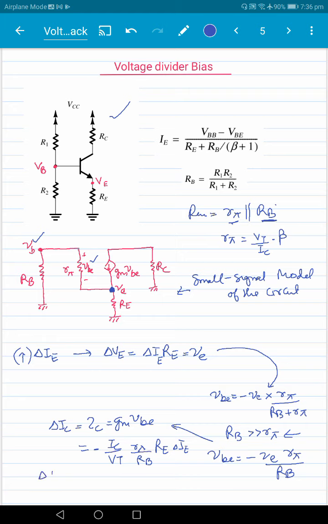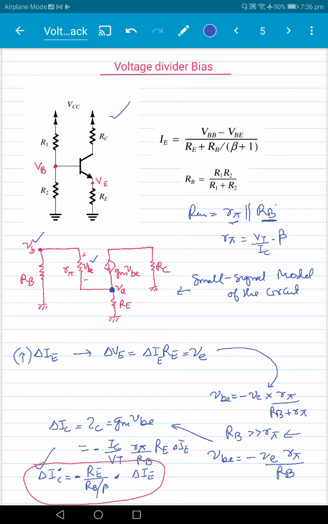So we get a change in delta IC, which is equal to RE by RB by beta times delta I, right? So this is the expression that we obtain here. Let's circle this out here. All right. So it says that the feedback current here, let's call this delta IC dash, feedback current is minus RE by RB by beta times delta IE here.